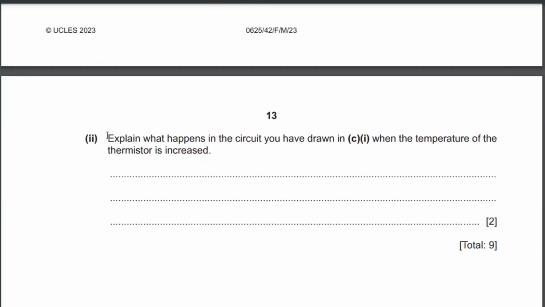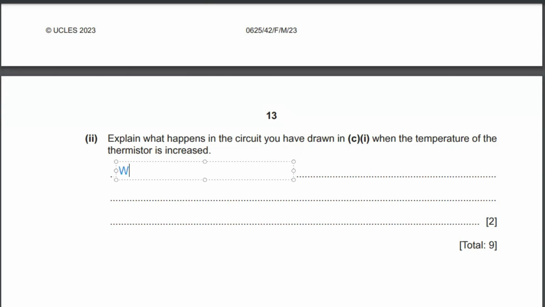Now the next question is, explain what happens in the circuit you have drawn in C1, which was series, when the temperature of the thermistor is increased. Now when the temperature of a thermistor is increased, and we are assuming that the thermistor is NTC. NTC means negative temperature coefficient. So a negative temperature coefficient thermistor acts by decreasing or increasing the resistance when temperature is increased or decreased.